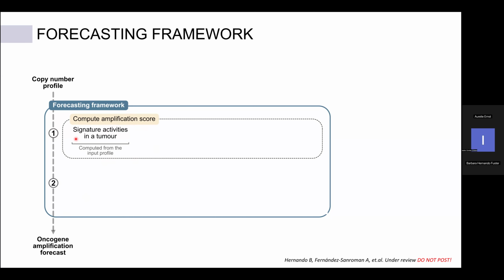And for that, we use the signatures, the same compendium of signatures that I explained to you in the first part of my talk. We extracted that from the input profile, and then we also integrated in this process two different terms that are modeling the other two parts of this classical evolution.